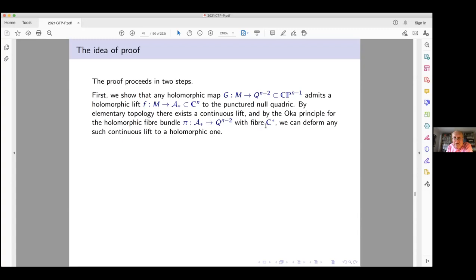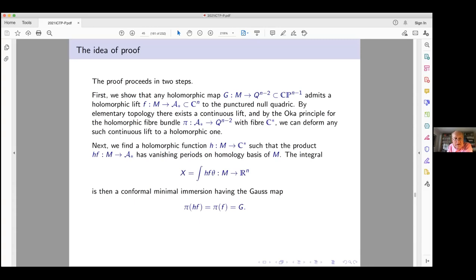And because the fiber is C star, which is Oka, there is a theorem from the Oka theory that every, first of all, you lift it continuously, which is trivial, no topological obstruction, but then you can lift it holomorphically by the Oka-Grauer principle. Every continuous lift can be changed homotopically to a holomorphic lift. Okay, so this is well known. But the second step is non-trivial. So the second step is what? Is to correct this lifting.